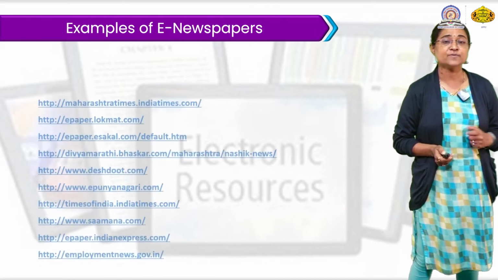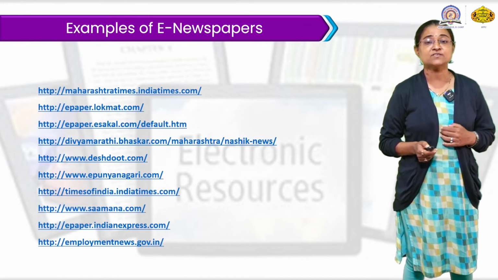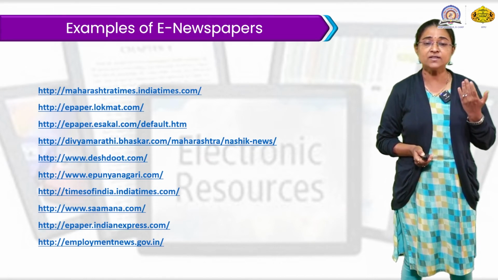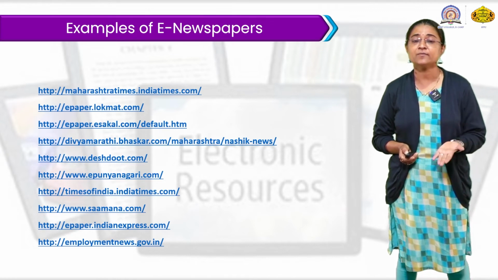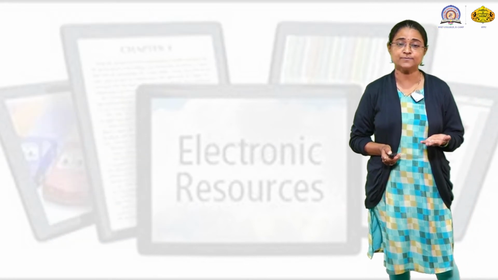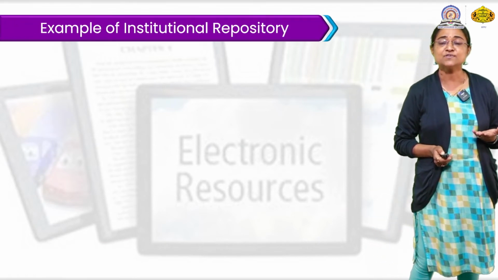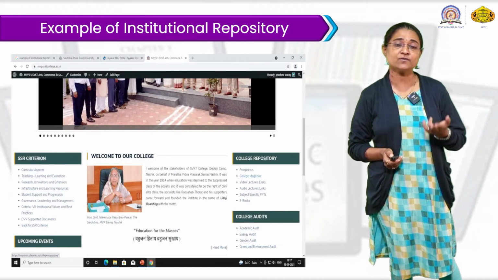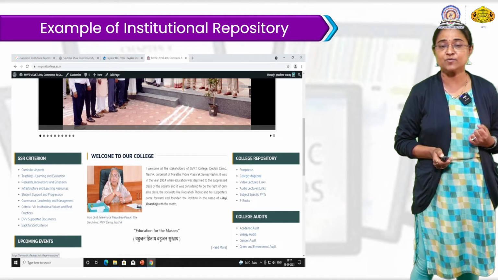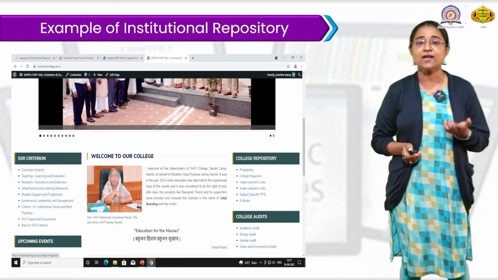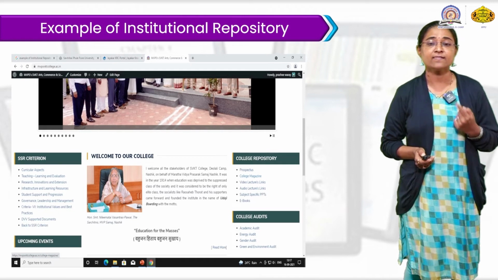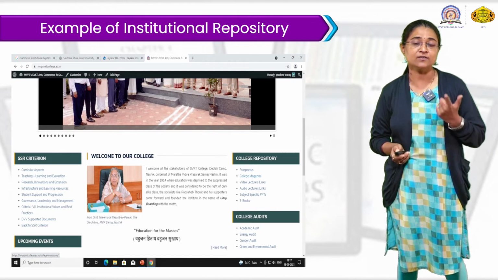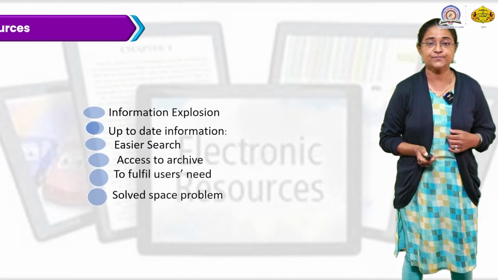Examples of e-newspapers, as I have already told you: Maharashtra Times e-paper, Sakal, Divya Marathi. All these papers are nowadays available in both print and e-form. Examples of institutional repository: this is the screenshot of our college institutional repository. You can go and have a look at our college website and you will see the IR on the home page. You can enjoy reading the IR.